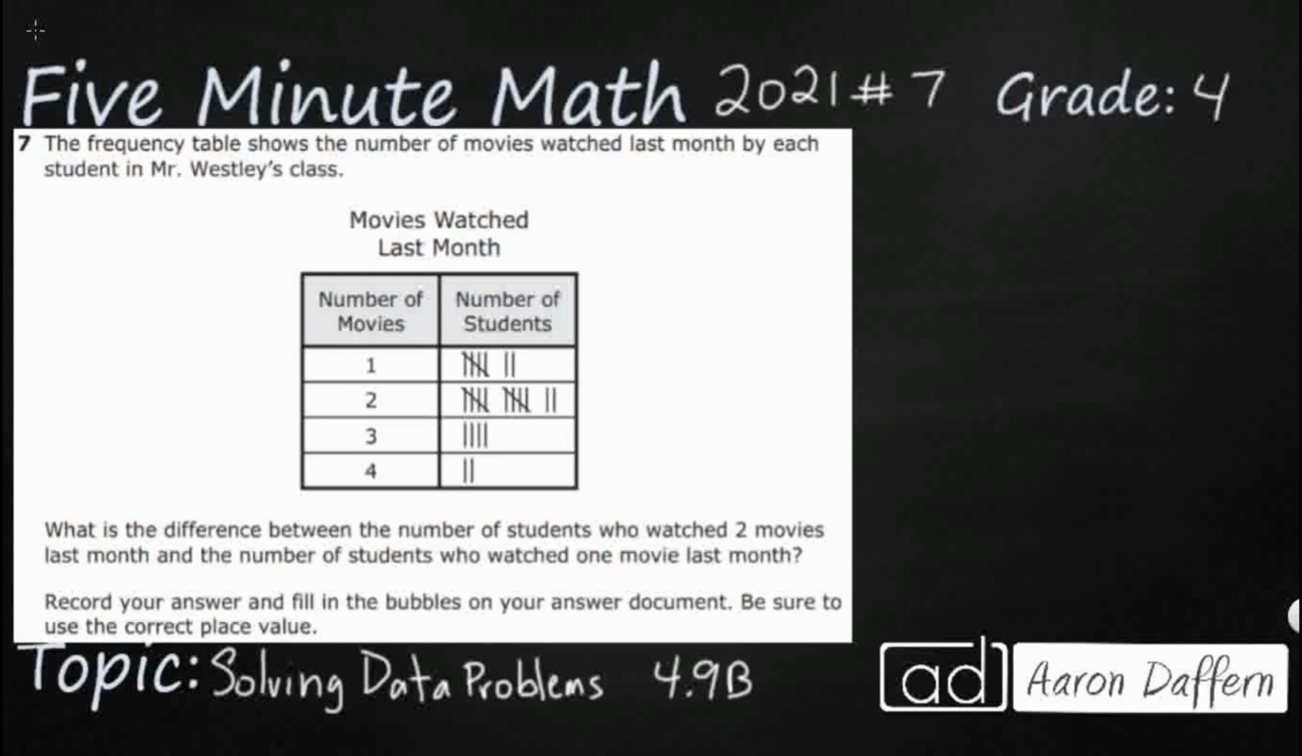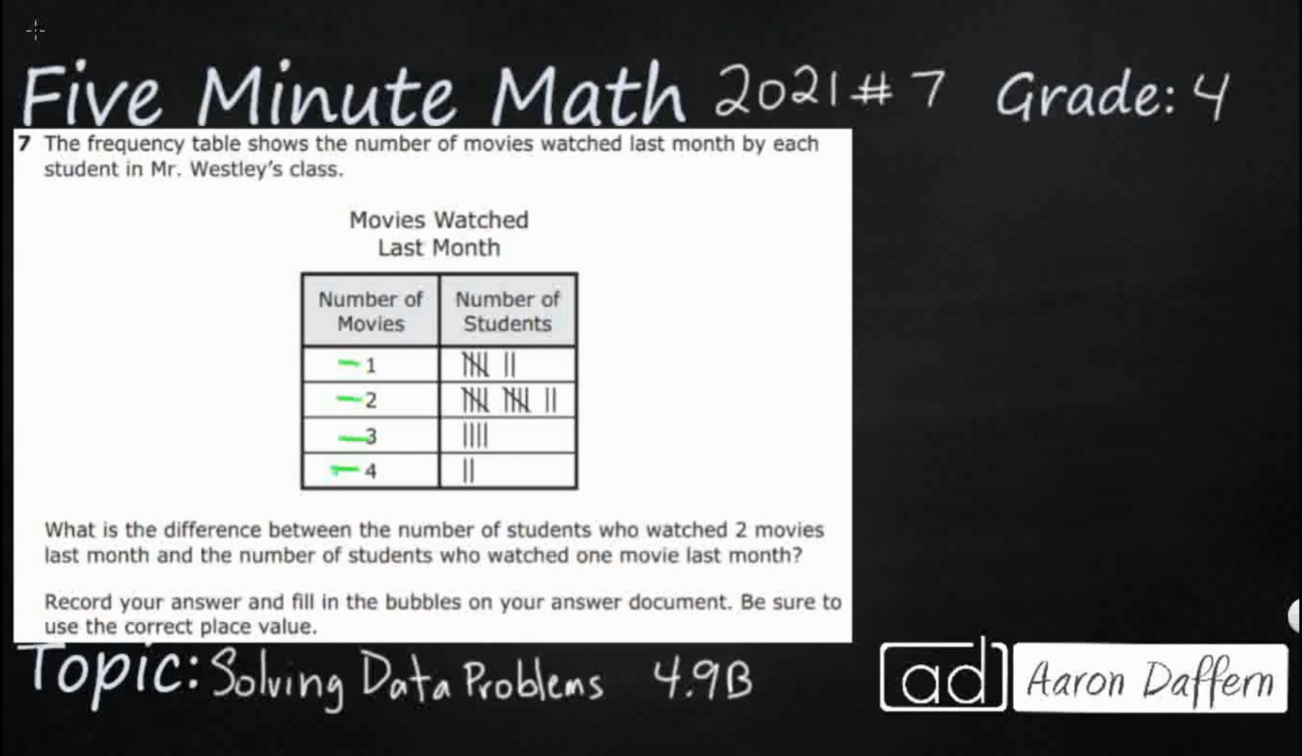So we have a frequency table down here. It shows the number of movies watched last month by each student in Mr. Wesley's class. So we've got 1 movie, 2 movies, 3 movies, and 4 movies. We have some simple tally marks there. So let's just make sure that we can at least put some numbers next to these. That will be very helpful.